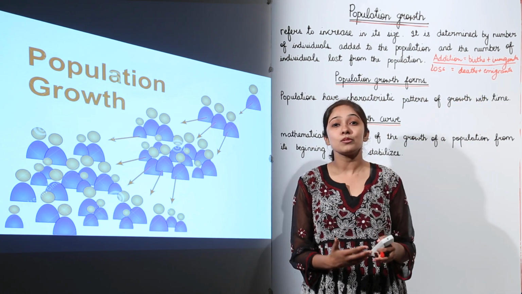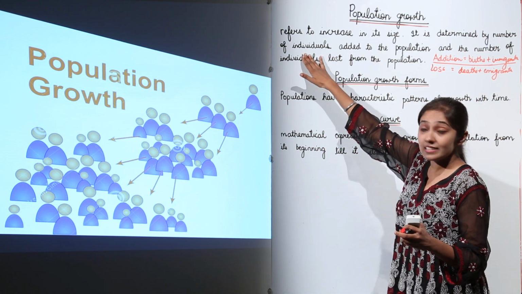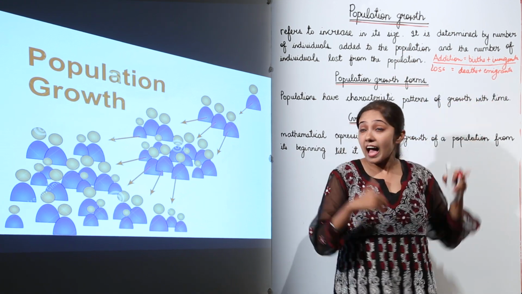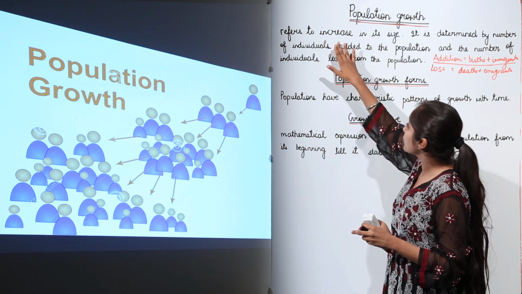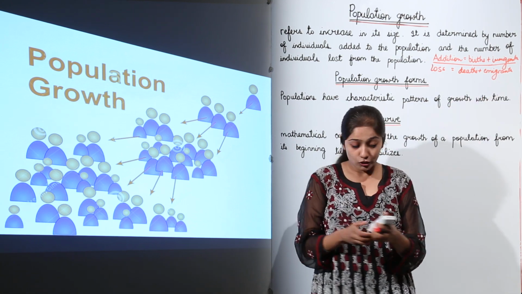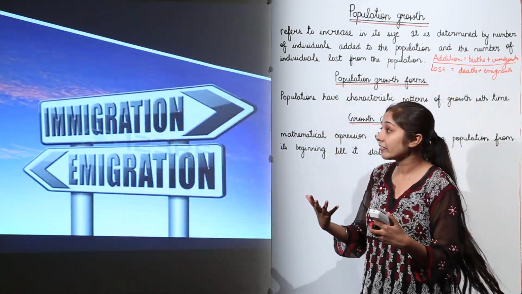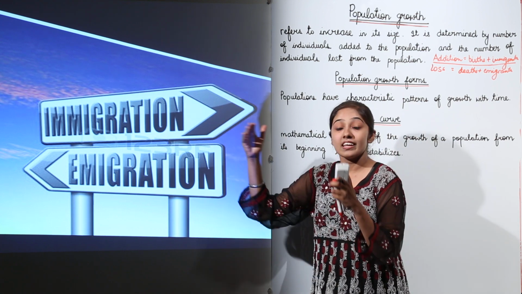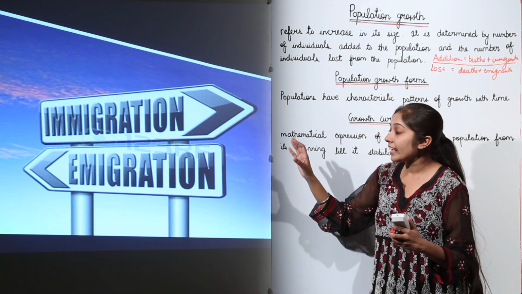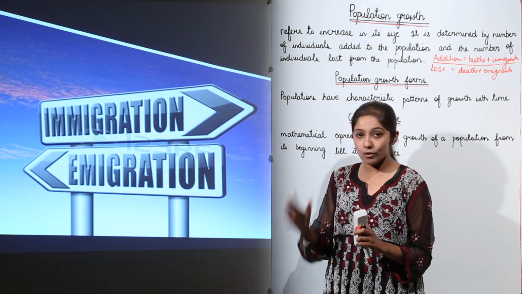So how can you determine the population size? You can determine it by determining the number of individuals added to the population, in terms of births and immigrants, and the individuals lost from the population, in terms of deaths plus emigrants. Remember, immigration means the entry of individuals from some other state, region or country, and emigrants means permanent departure of the individuals from a region, a state or a country.